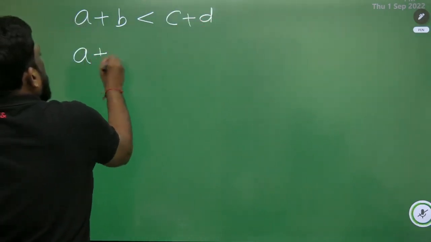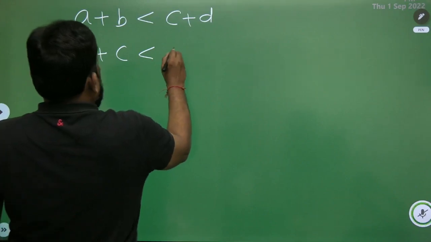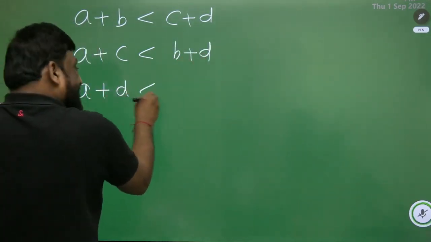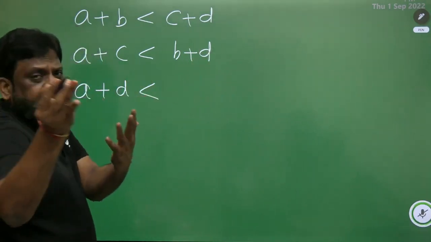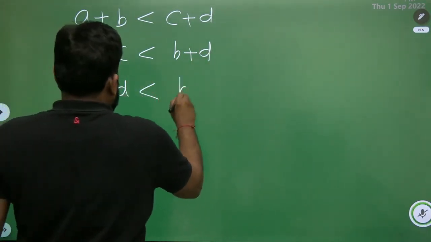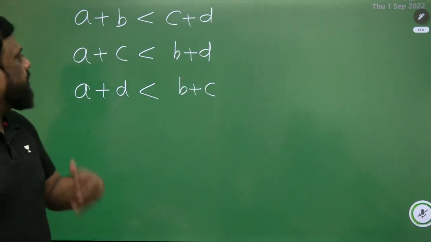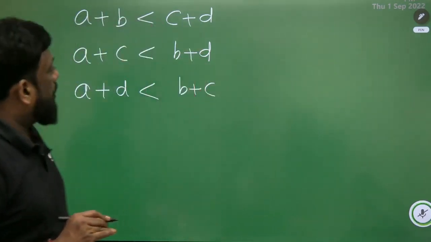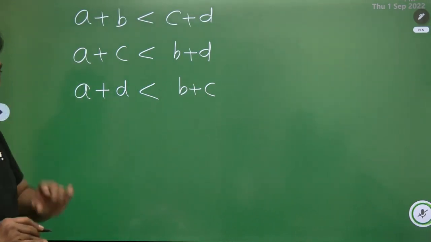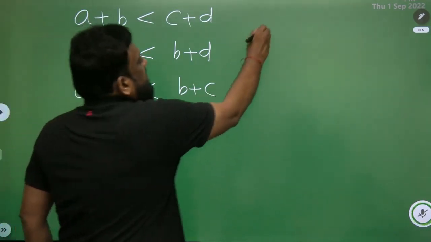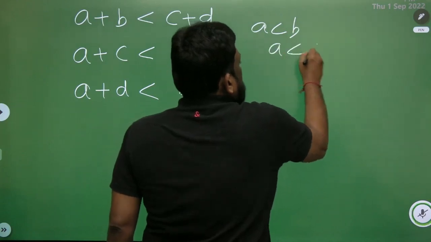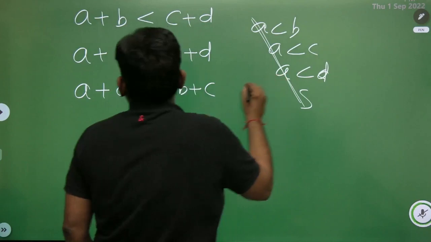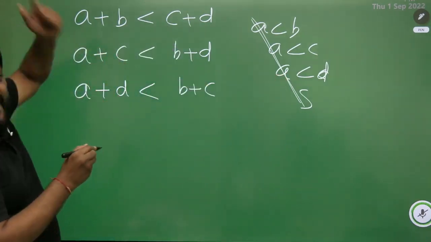The other is A plus C less than B plus D. The third condition that I got was A plus D less than B plus C. These were the 3 conditions. From these conditions only I could get A less than B, A less than C, A less than D. Do one thing, sirs. Look carefully. Already I know that A is less than B, A is less than C, A is less than D. So can I say A is the shortest link? So how will we represent A?